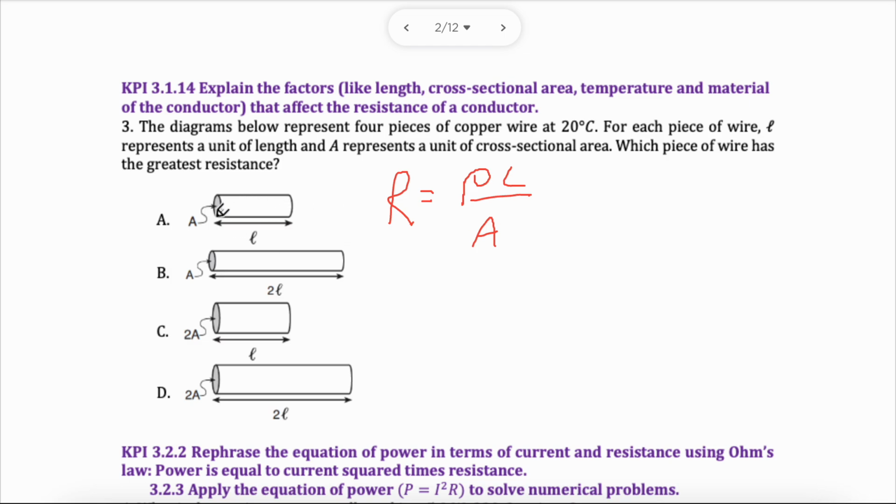Long story short, a longer wire will have more resistance. Longer wire has more resistance, because the electrons have to travel further. They lose more energy. And a bigger area has less resistance. There's more space for them to travel. So a bigger area has less resistance.